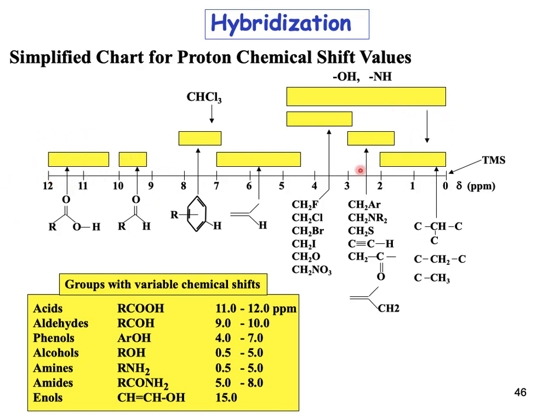If they have an electron donating group, or an element which donates the electron, it means they are contributing to stabilize or shield the proton, and it will come at shielded region.